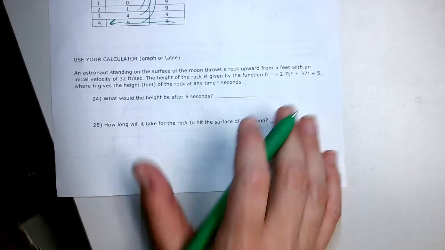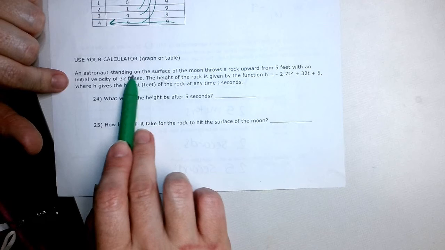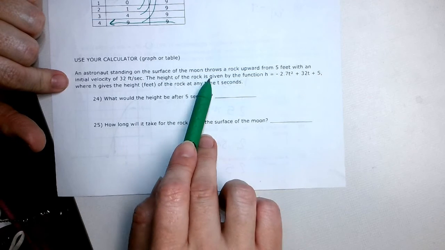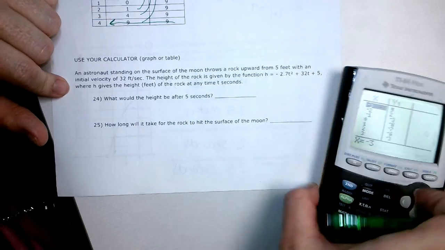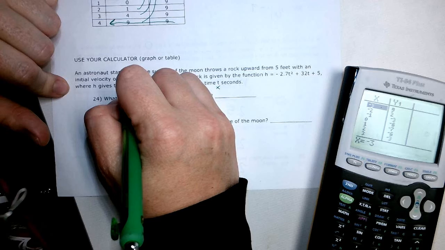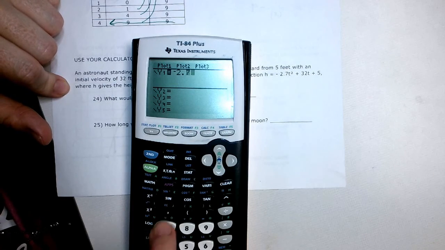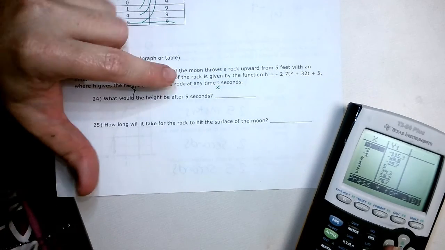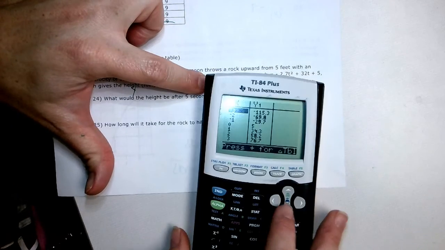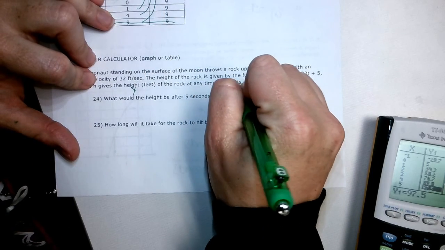Use your calculator. It says an astronaut is standing on the surface of the moon to throw a rock upward from 5 feet with an initial velocity of 32 feet per second. The height of the rock is given by this function, where h gives the height and t is the time in seconds. So I want you to realize t is your x and h is your y. And I'm going to type this in my calculator. And we're looking for what would be the height after 5 seconds? Well, 5 seconds is my x, so 5 would be 97.5 feet.